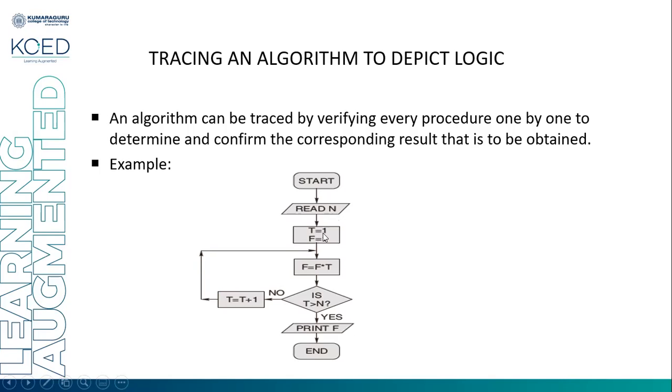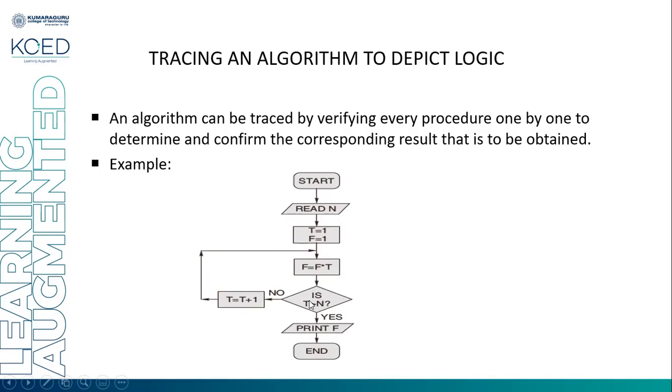For example, if n is 5, then t equals 1, f equals 1, and 1 into 1 equals 1. Is 1 greater than 5? No. Then t becomes 2, and 2 into 1 equals 2. Is 2 greater than n? No. Then t becomes 3, and 3 into 2 is 6. Is 3 greater than 5? No. Then t becomes 4, and 4 into 6 is 24.